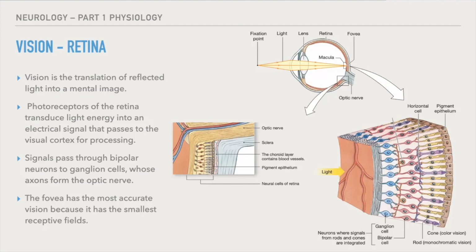And there are the other 9 layers that are called the neural retina, which consists of 3 types of neural cells: the photoreceptor cells, which are the retinal rods and the cones, the bipolar cells, and the ganglion cells.